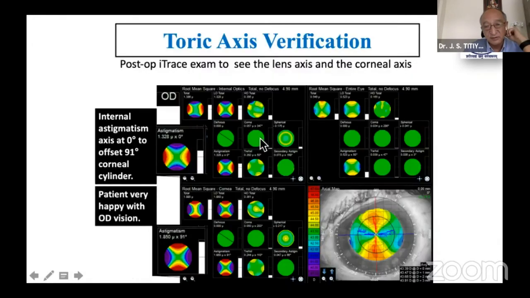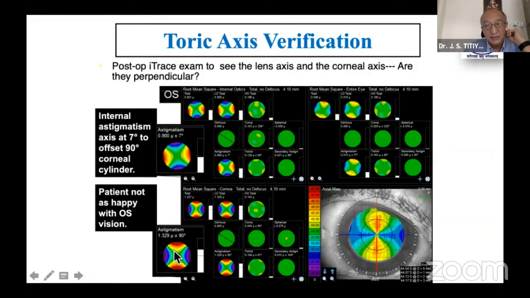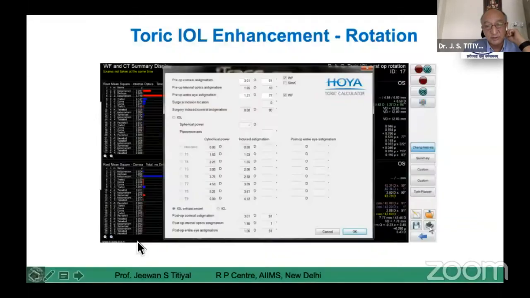These are pictures. And if you look into wavefront, we are looking for the perpendicularity of the internal astigmatism and the corneal wavefront. If they are perpendicular, the patient is happy. If they are not perpendicular, then the patient is not happy. So that is very important if you look at wavefront for these patients.